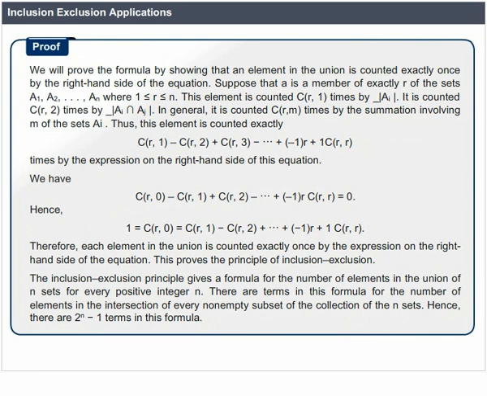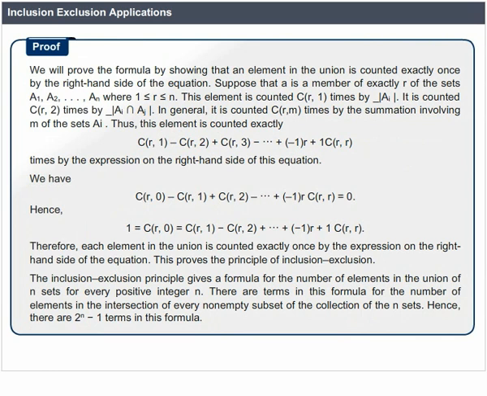The inclusion-exclusion principle gives a formula for the number of elements in the union of n sets for every positive integer n. There are terms in this formula for the number of elements in the intersection of every non-empty subset of the collection of the n sets. Hence, there are 2^n − 1 terms in this formula.